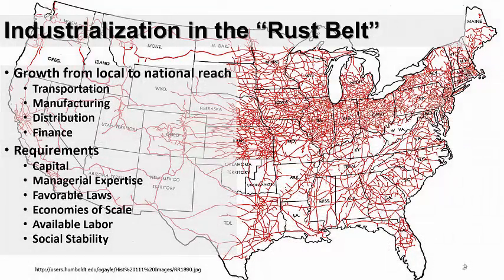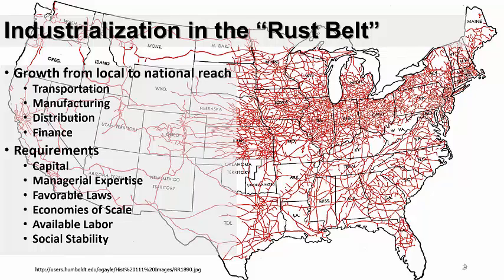Look at the map behind this slide. You'll see the red lines, the intensity of the red lines in this 1890 map of railroads, heavily concentrated in an area from basically Iowa and Minnesota eastward to New York and the New England states. This is what came to be called the Rust Belt. It is the Northeast and Midwest, and it is the highest area of industrialization in the Gilded Age.